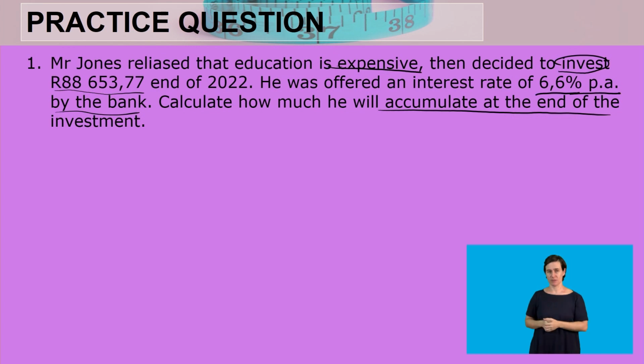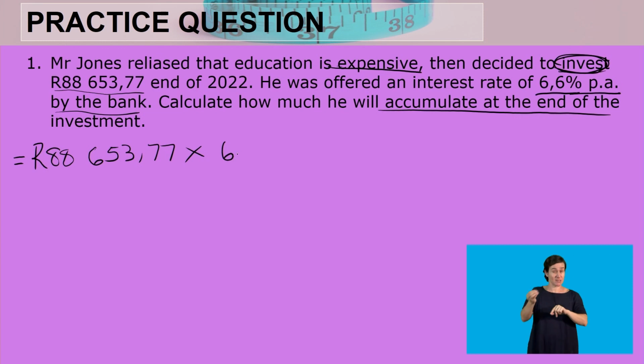So firstly, we need to analyze our statement and underline our keywords, which we have already done. And we know that when we invest money, it means that we are going to accumulate interest at the end. So with the interest rate here, it says 6.6%. So now how much has been invested? Firstly, we write what we know or what is given, which is 88,653 rand 77 cents at an interest rate of 6.6 over 100.